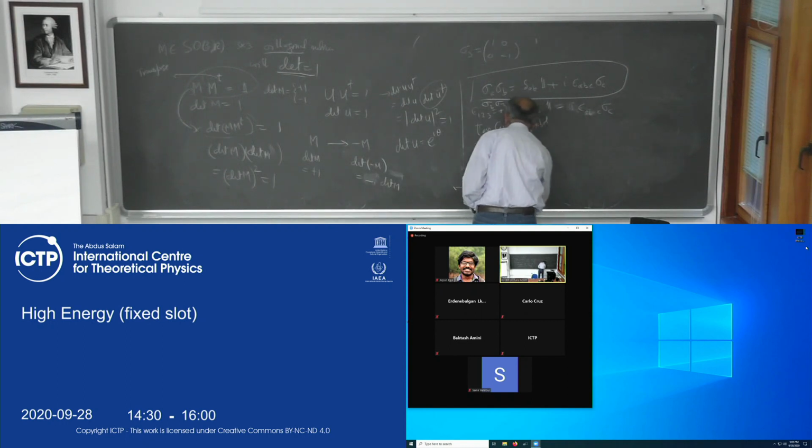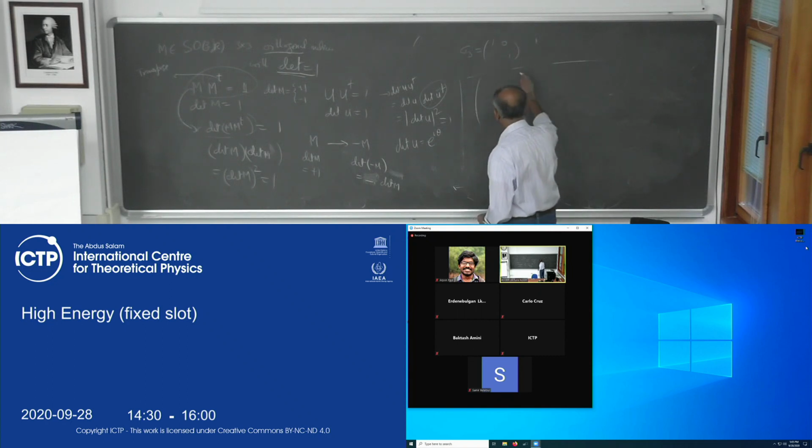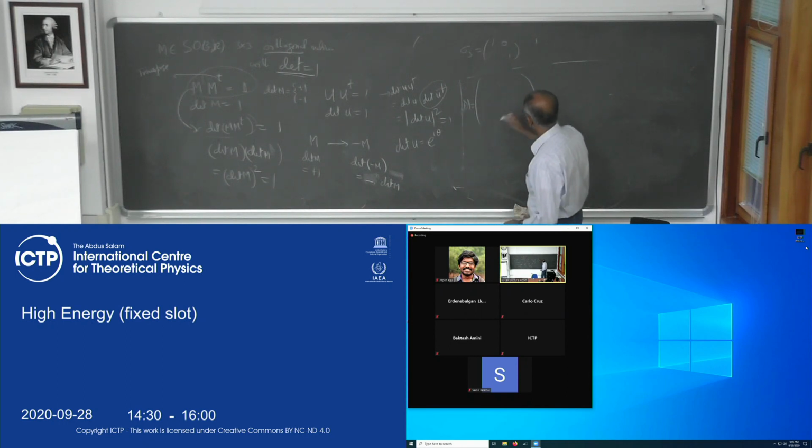Now, first of all, M was a 3 by 3 matrix, and real. So M is 3 by 3, so 3 times 3. So there are 9 parameters, 9 real parameters, because we are talking about the SO(3, R). Right?